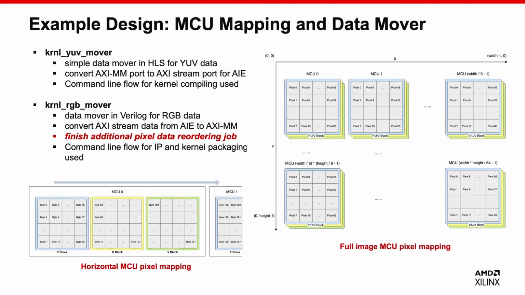Now let me explain the 2 data movers used in the example design. The YUV data mover is a simple AXI master to AXI stream converter, with no additional operation included. The RGB mover, besides the function of AXI stream to AXI master port conversion, also implements the pixel data reordering job. From the 2 diagrams, you can see that the output pixels of the decoded image are in MCU arrangement order, namely ordered in 8 by 8 data blocks. So the RTL RGB mover reorders the pixels into line scan order to facilitate the downstream image output and display.